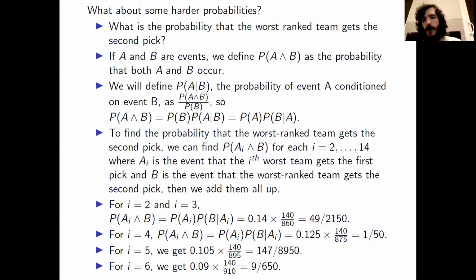And we can do something very similar for I equals 6. So for I equals 6, the sixth worst team got 90 combinations. So the probability that they get the first pick is just 90 divided by 1,000, which is 0.09. And then the probability that the worst ranked team gets the second pick, conditioned on the ith worst team getting the first pick, is going to be 140 in the numerator divided by 1,000 minus 90, which is 910 in the denominator. And this simplifies to 9 divided by 650.